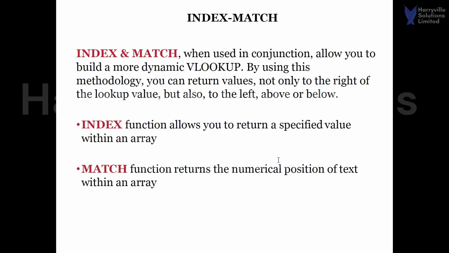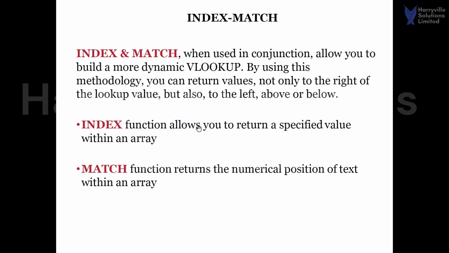Now, using both of them together allows you to build a more dynamic VLOOKUP. By using this methodology, you can return values not only to the right of your lookup value, but also to the left, above or below. Unlike VLOOKUP, where you can only look for a value vertically, index match is much more dynamic. It gives you a wide range of looking into every position in your data set. There's also something we call XMATCH, and we are still going to look into that too.